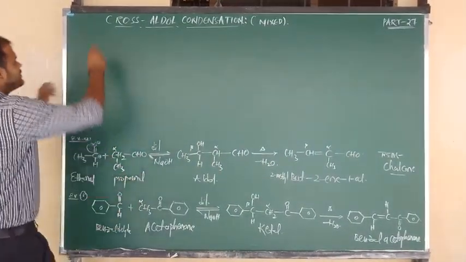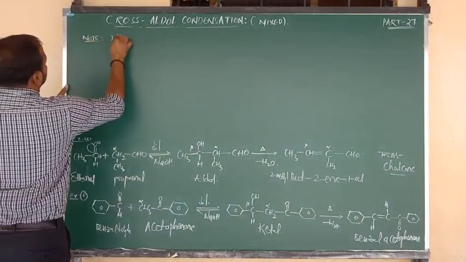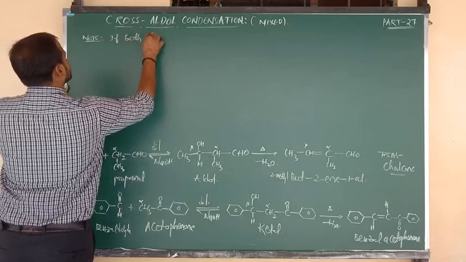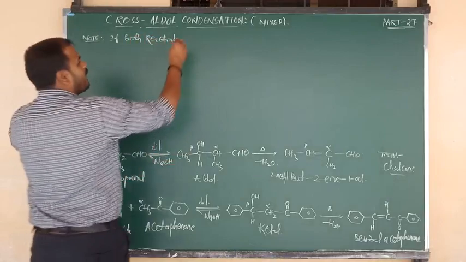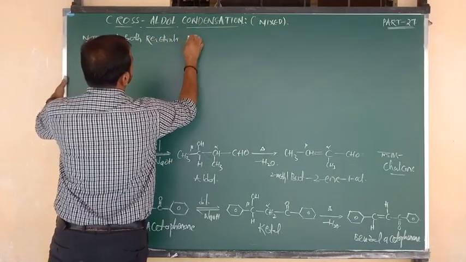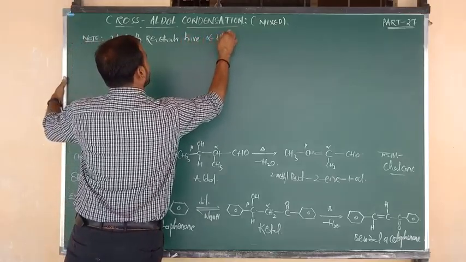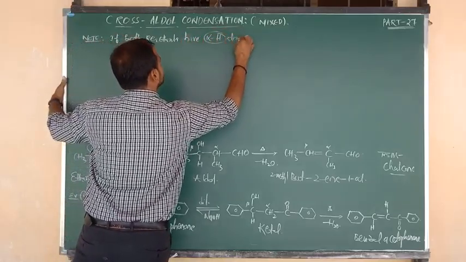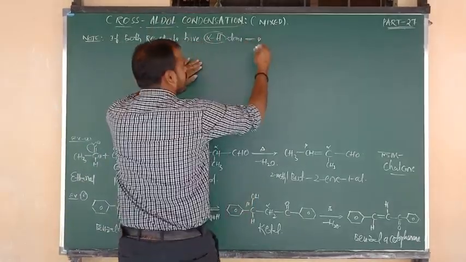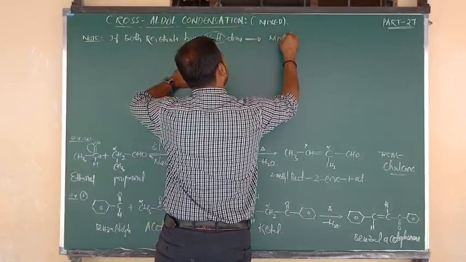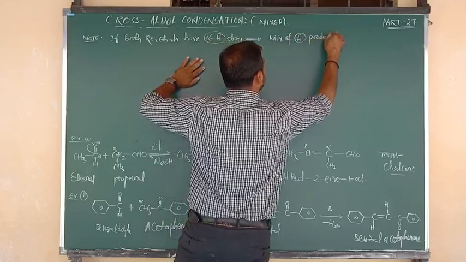But the condition is, note this point, this is very important for you. If both the reactants have alpha hydrogen atoms, then in this cross-aldol reaction we are going to get a mixture of 4 products. How many products? Yes, you are going to get 4 products.